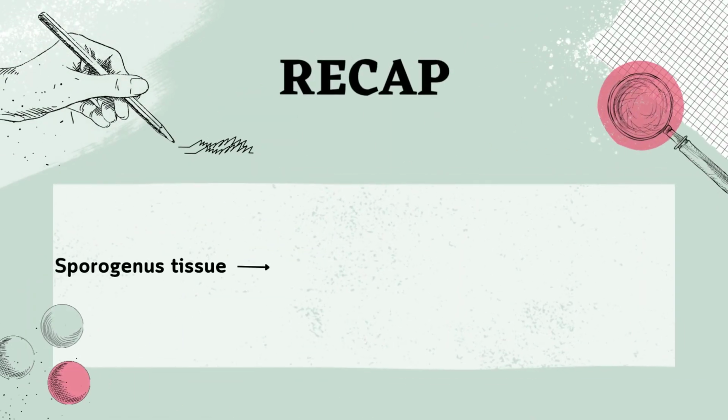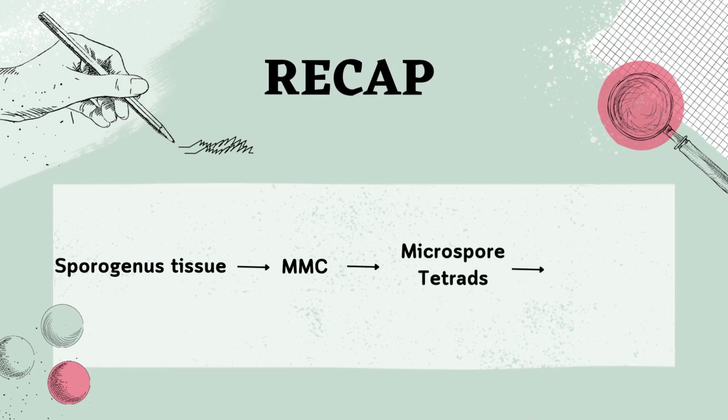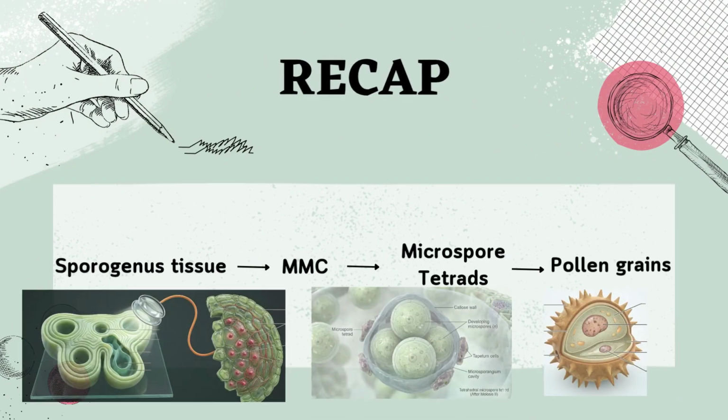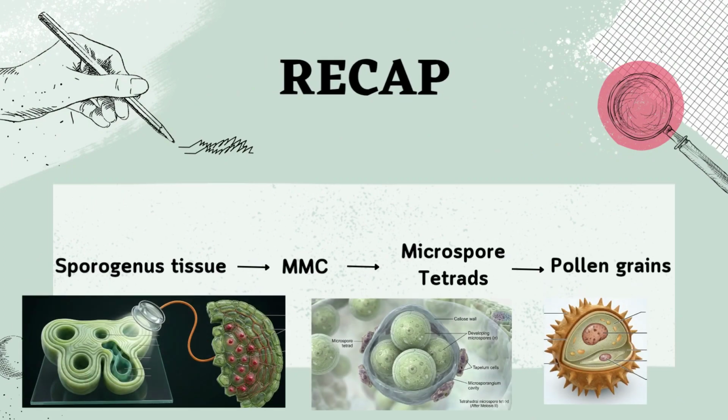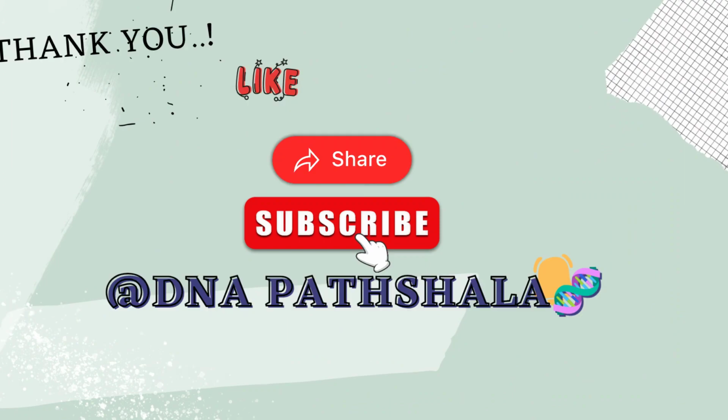So, if you look at the full flow, sporogenous tissue will form MMC. MMC will undergo meiosis. After meiosis, microspores are formed. Tetrads, remember it, okay? Then, formation of pollen grains. Okay, this entire process becomes very logical. And once the flow is clear, this topic is not about memorizing.